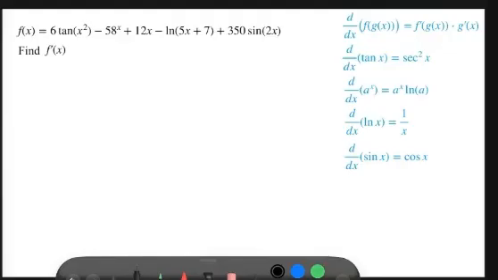So the first term is 6 tan x squared. So we're going to use the chain rule. The derivative of tan u is secant squared u. So we're going to have 6 secant squared x squared times 2x, which you'll just get 12x secant squared x squared.